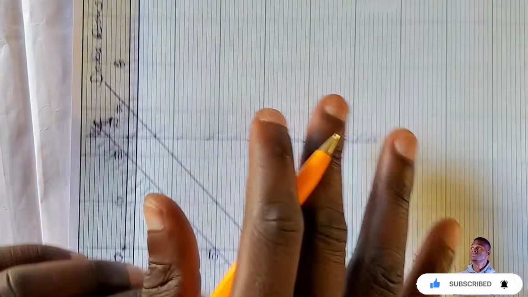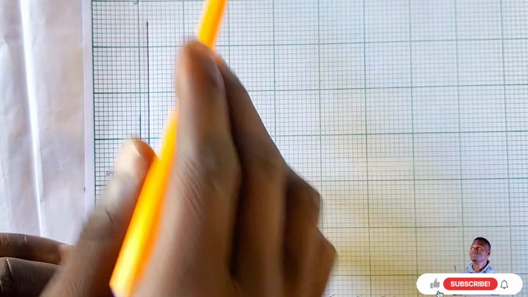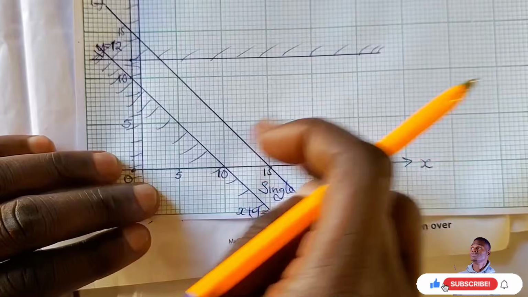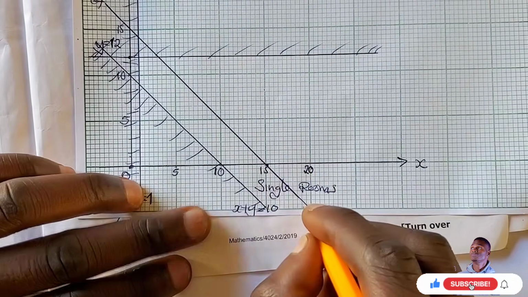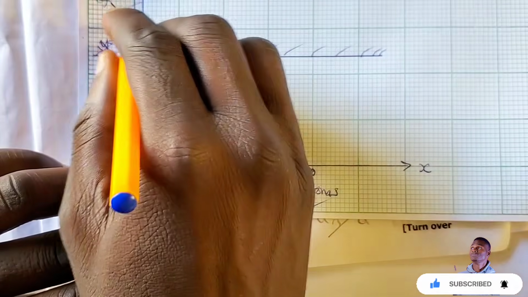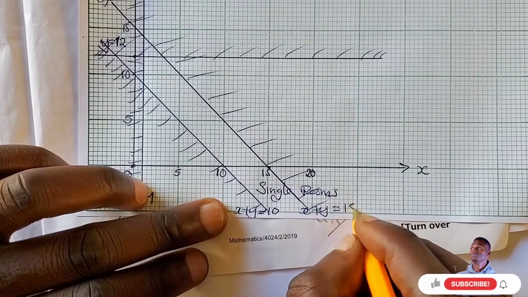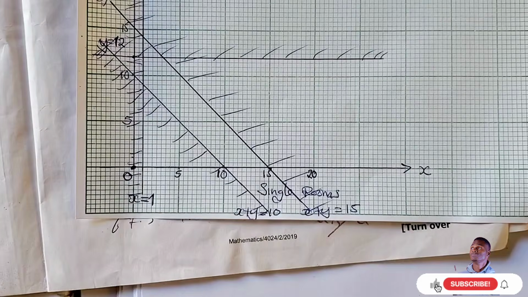Now, where are we going to shade? This is less than or equal to. We're going to shade the greater than, which is this side. So this side is unwanted, and this is x plus y is equal to 15.